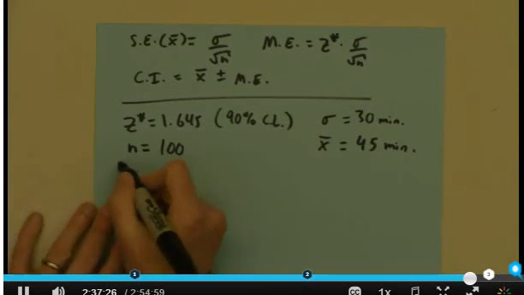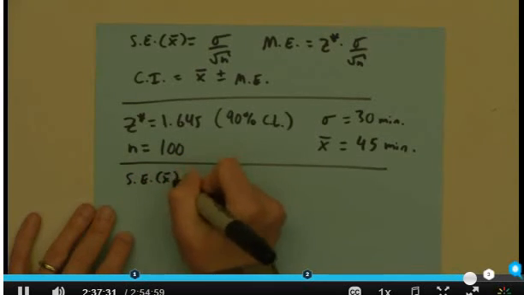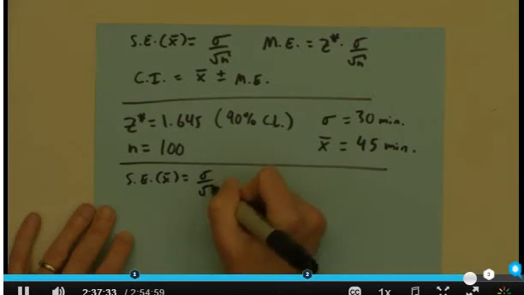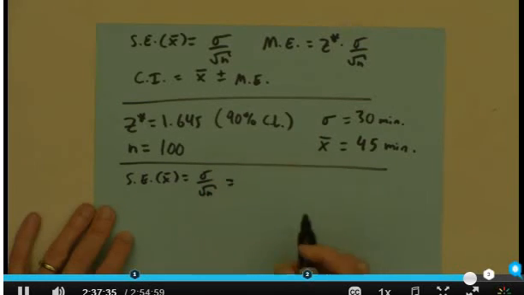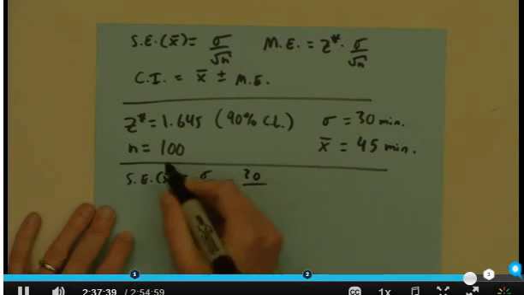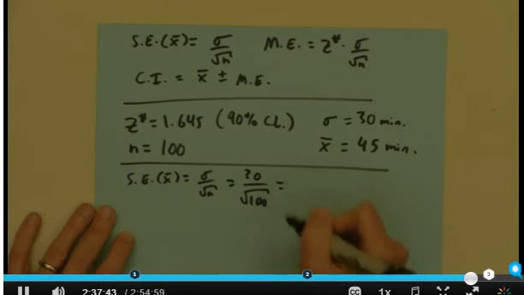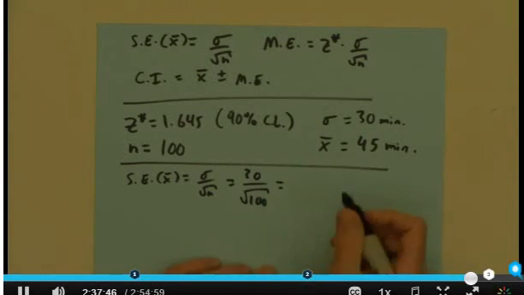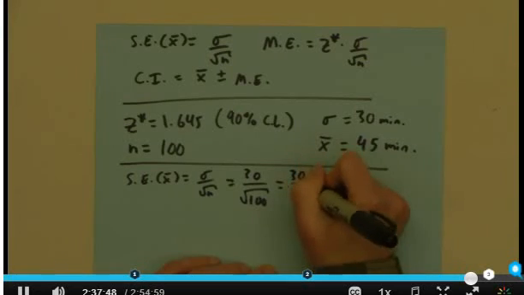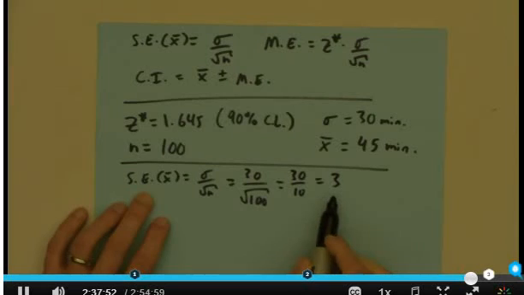So let's do that. Let's see, what's my standard error? It'll be 30 over the square root of 100. You can see why it shows 100 again. Square root of 100 is 10. So my standard error here worked out to be 3.